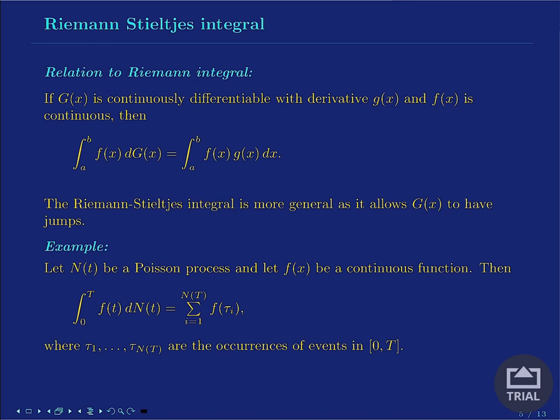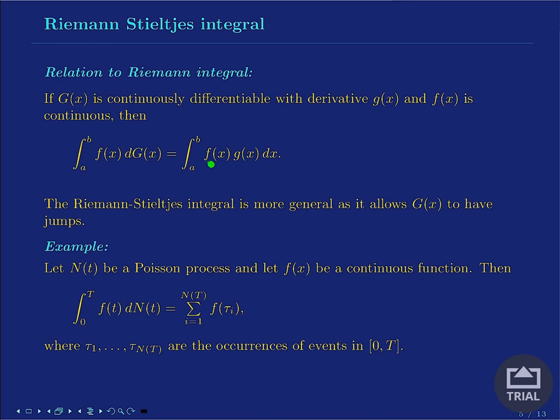If the function g is continuously differentiable with the derivative g of x, and additionally f of x is continuous, then actually the Riemann-Stieltjes integral exists, and it is given by the Riemann integral of the product of f and g. The Riemann-Stieltjes integral, however, is more general.